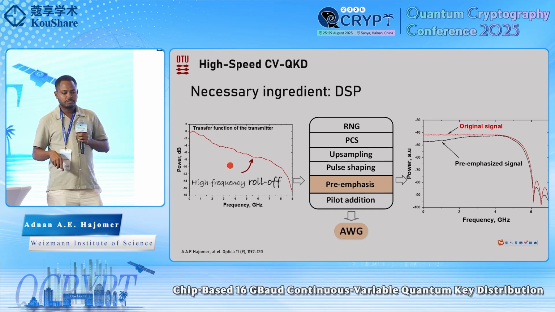So in order to compensate for that, we introduce a new building block. We call it pre-emphasis, or simply pre-equalization, which works by taking the inverse transfer function of the transmitter and trying to equalize the original signal. And here are the spectra of the signals after pre-equalization, which show that we have an improvement of almost 6 dB at high frequency.